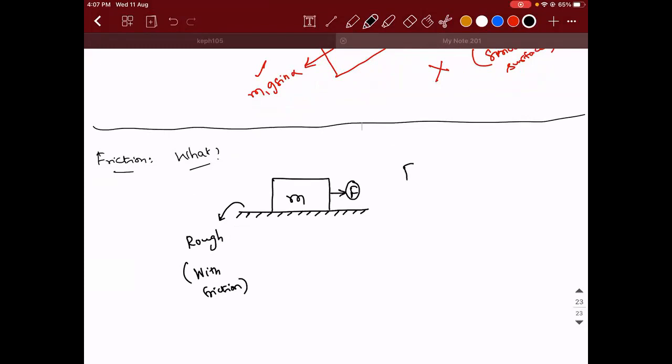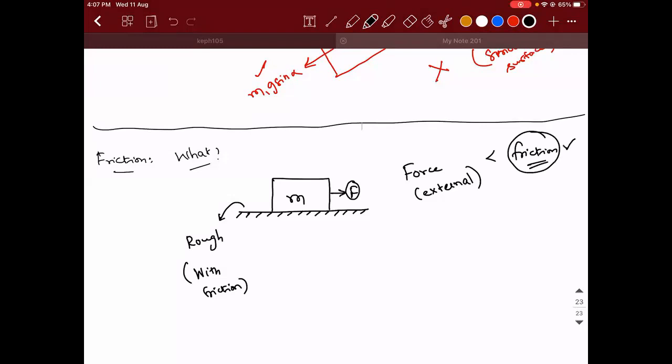Then can I say that the external force applied is less than a force that is stopping it, which we call friction? Okay, maybe this is what you have learned in your lower grades.